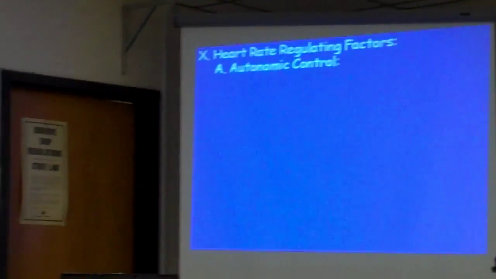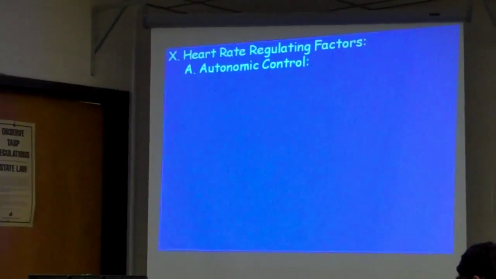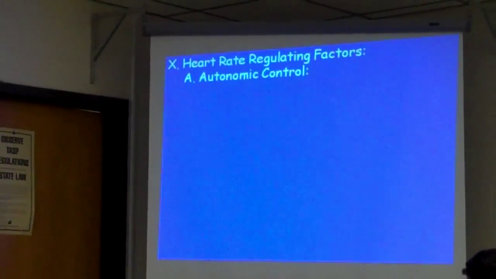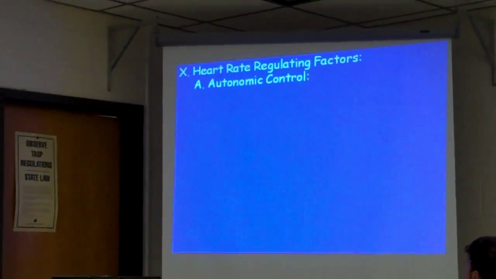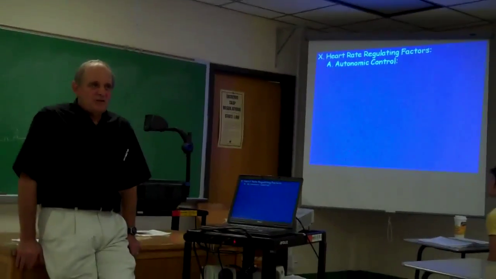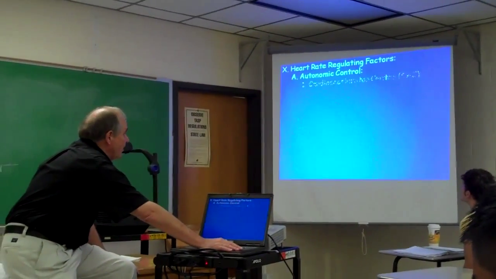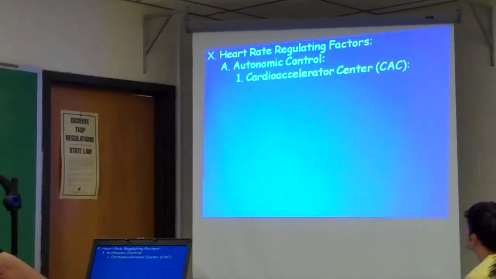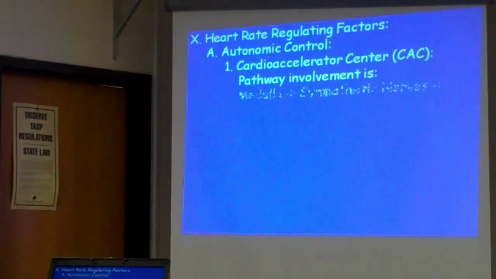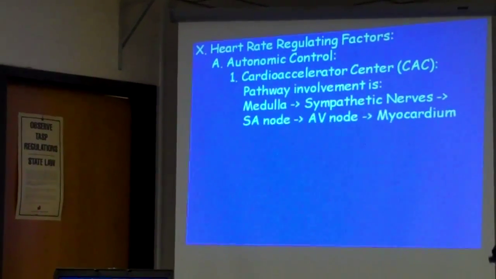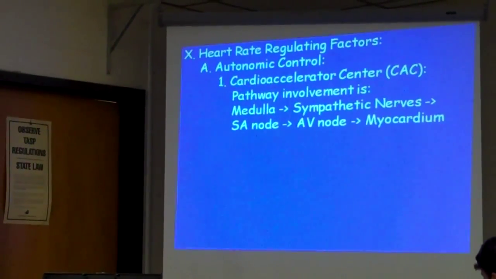Now let me go over this on autonomic control real quick. This was on the HESI test. One of the girls mentioned this question to me right here, the autonomic control. Look at this: cardio accelerator center. Pathway involved: medulla, sympathetic nerves, SA node, AV node, myocardium.